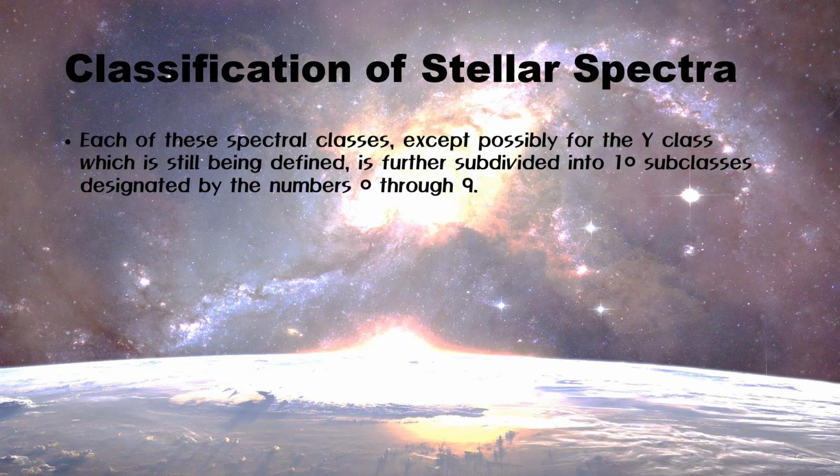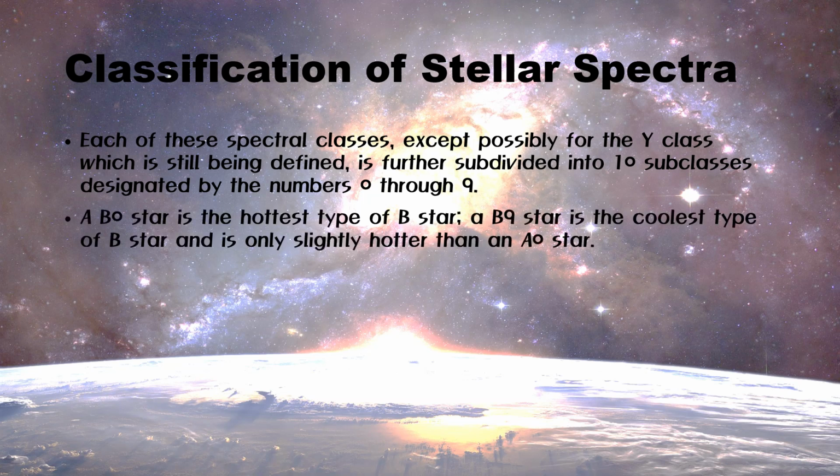Now each of these spectral classes, except for possibly the Y class, which is still really kind of being defined, is further subdivided into 10 subclasses designated by the numbers 0 through 9. A B0 star is therefore going to be the hottest type of B star. A B9 star is the coolest type of B star and is only slightly hotter than that of an A0 star.